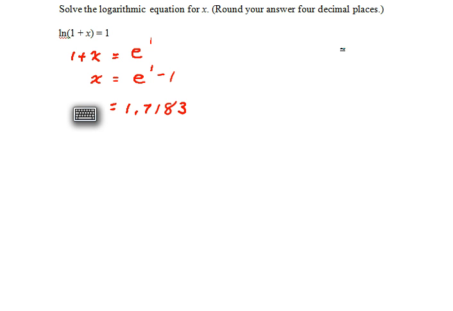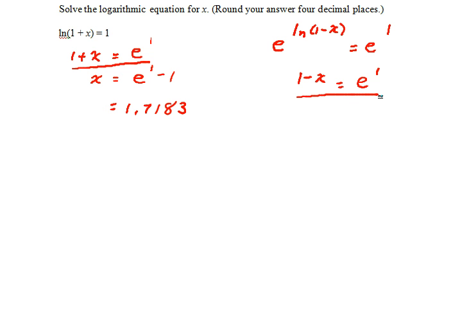We could also do this by exponentiating both sides. Base e, since we have the natural log, base e. Then the exponential of the logarithm cancels to give us 1 plus x equals e to the first. And this is what we had back here. The second method is required when you have more than one logarithmic expression.